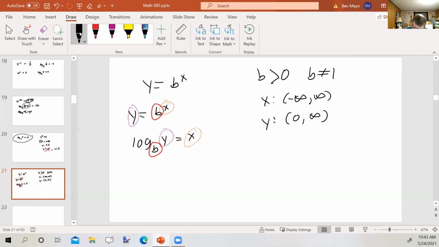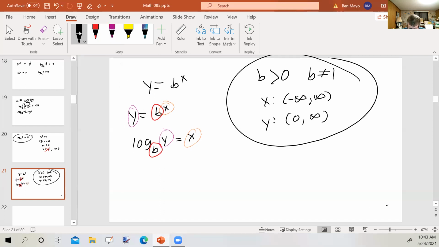So what does that mean? Well, using this information, that says that b has to be greater than 0. So that means that the base of the log has to be greater than 0. What else does it mean? Well, if this has to be positive, which means you can't take the log of a negative number and you can't take the log of 0. We'll try that in a minute and see what happens.